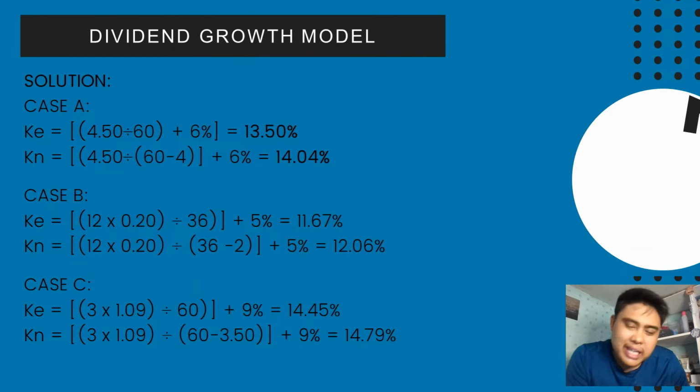Ano napapansin mo from case A to case C? Di ba ang pinaka-noticeable from case A to case C is that ang cost of RE is always lower than the cost of new common stock. Bakit? Kasi kung titingnan mo, mathematics-wise, mas mababa ang denominator ng KN. Tama, pansinin mo, sa lahat, palaging mababa ang denominator ng KN. At kapag mababa ang denominator sa mathematics, di ba yung amount na nakukompute ay mas mataas. Kaya, and therefore, ang KN ay mas mataas sa KE because of that mathematical concept. Okay? So, we are done with dividend growth model.